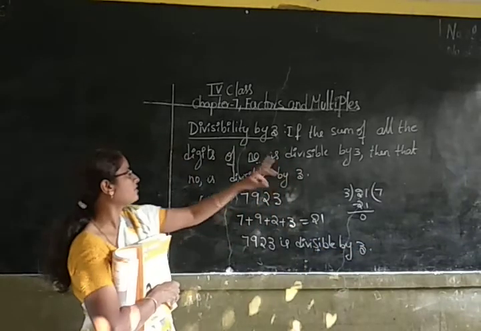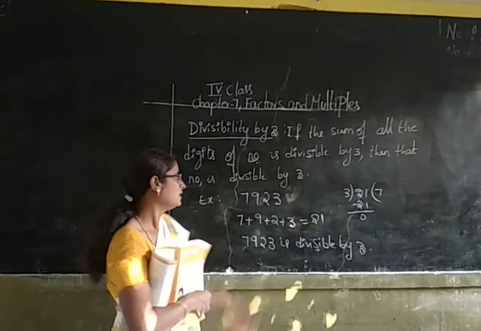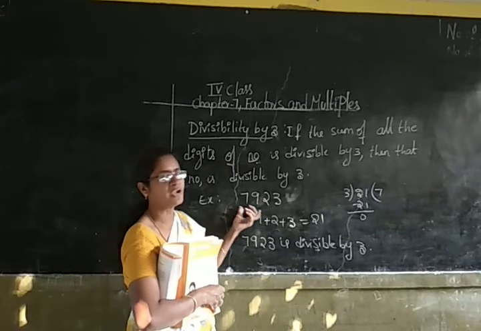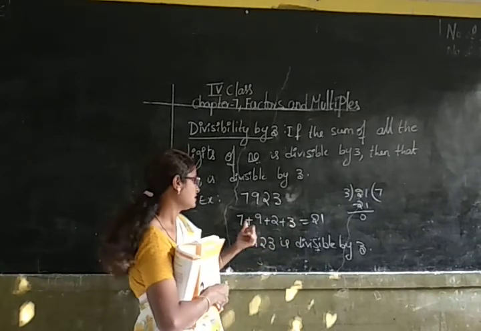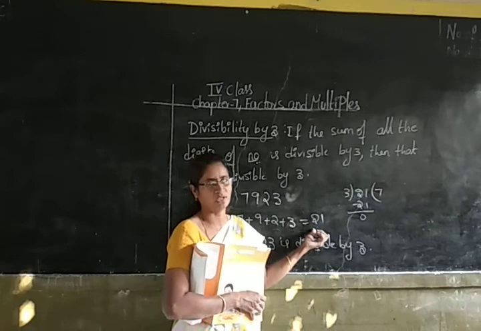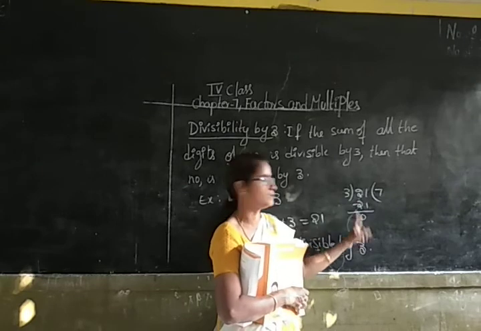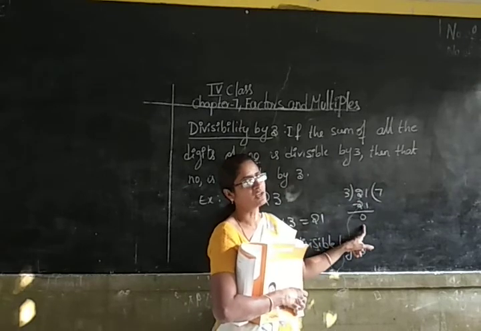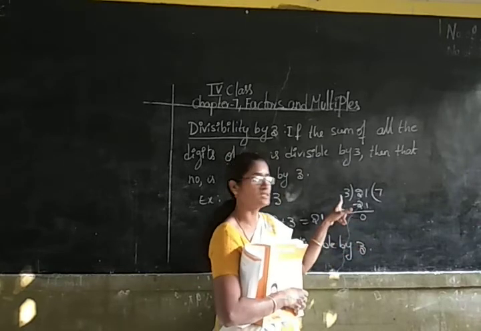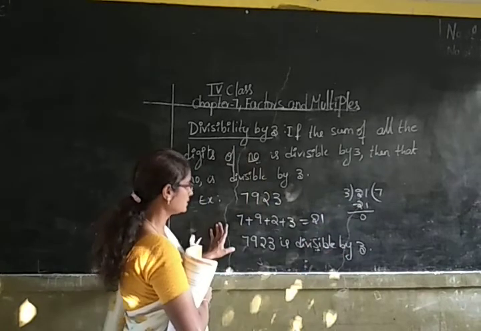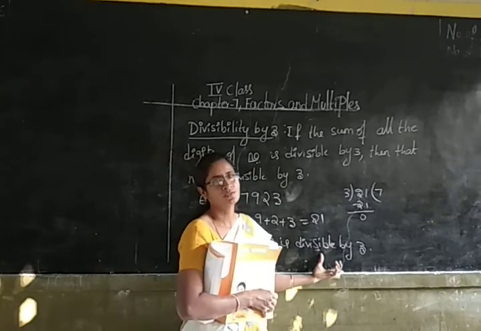If the sum of all the digits of a number is divisible by 3, then the number is divisible by 3. Here we have found the sum of the digits, 7 plus 9 plus 2 plus 3 is 21. 21 is divisible by 3 because we got 0 as remainder. I have already told you, divisible means you should get the remainder 0. So the sum of the digits is divisible by 3, so the number 7923 is divisible by 3.